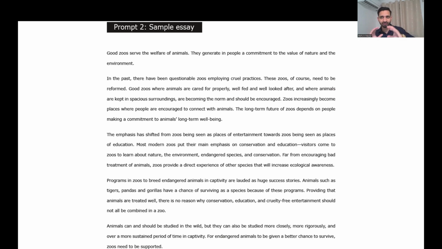Now, this is the condition of these programs. They should be provided good conditions, right? So provided that means it's conditioned on animals being treated fairly, they should be treated well.